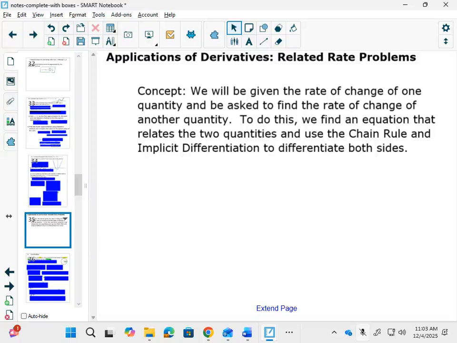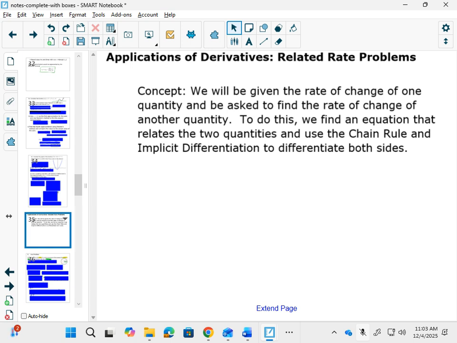Now, historically, students in university found related rate problems really, really difficult and really scary, and they didn't like them. Okay? I feel that what we have done leading up to this, how well we've learned implicit differentiation, how well we've learned the chain rule, it's not going to be that bad. In fact, you might like them. Okay, but here is the idea.